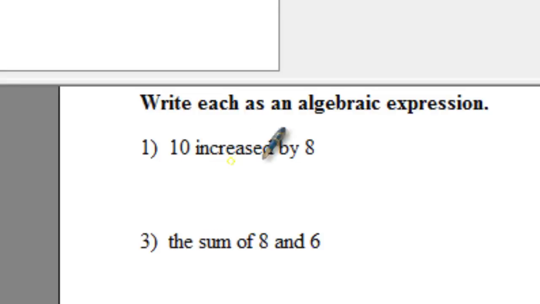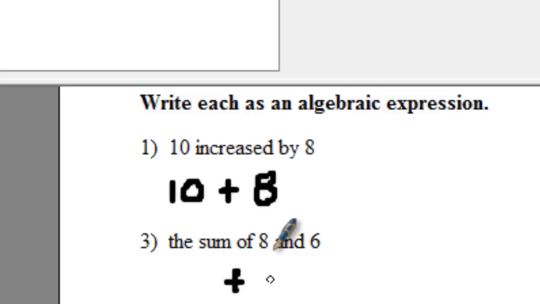So here is 10 increased by 8. So we work from left to right, doing one at a time. So 10, it's already in its math symbol. Increased, what kind of operation is that? When we're increasing, we're adding. Increased by 8. So this would be the English phrase, this would be the math equivalent. Okay, let's do the next one. The sum, that's an addition word, and then 8 comes first, so 8 goes first in math, 6 comes second. So notice that the order of the words in English matches the order in math.